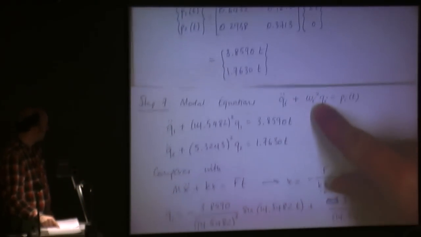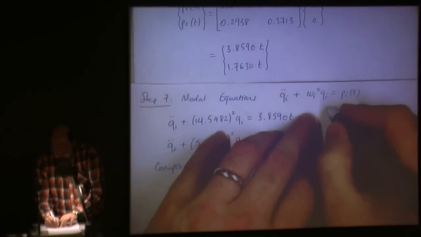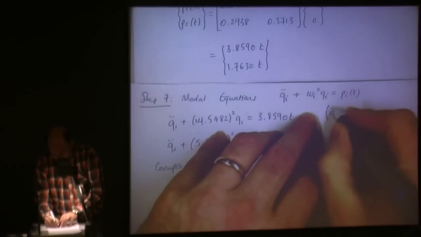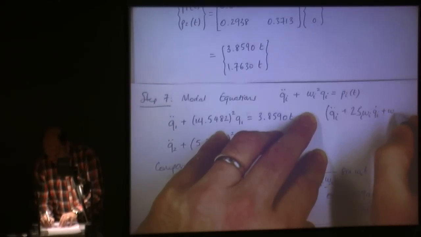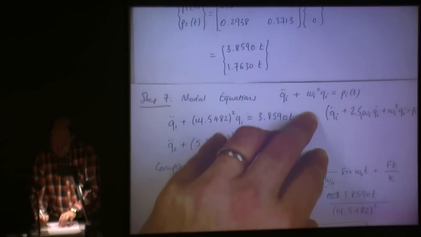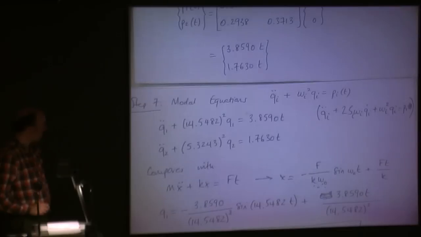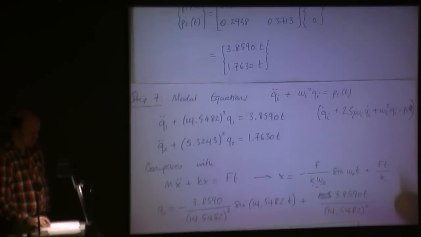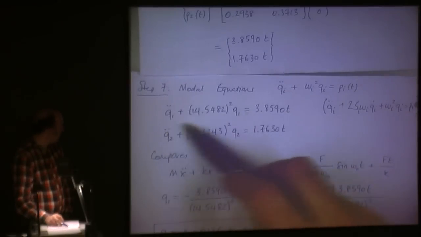Step 7 is dealing with the modal equations. If I've got no damping, then I've got that equation. If there is damping in the system, this is an aside, I end up with Qi double dot plus 2 zeta i omega i Qi dot plus omega i squared Qi equals Pi. So if I've got damping in the system, then I've got this extra term in the middle. That's on the side. In this case, I haven't got any damping, so this is my equation, and there's my equations written out.